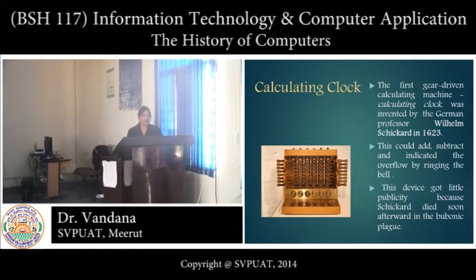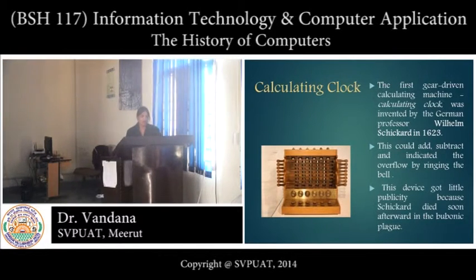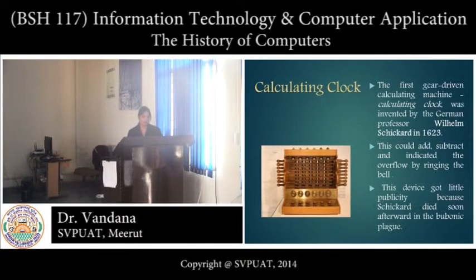And the first ever gear-driven calculating machine was developed by William Schickard in 1623, which could perform addition and subtraction, and if there was overflow in the data, intimation could be given to the user by ringing a bell.